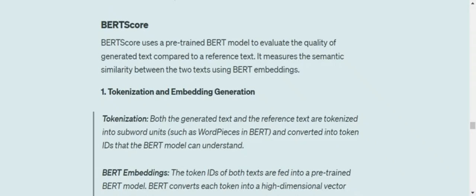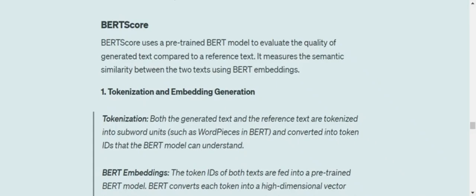Now coming to BERTScore. BERTScore is also a very important metric used for LLM evaluation, and a little tricky and lengthy to calculate. In this case, we would be using BERT embeddings to calculate the metric to evaluate the LLM predictions. First of all, we would be tokenizing the generated text and the reference text, that is the ground truth.